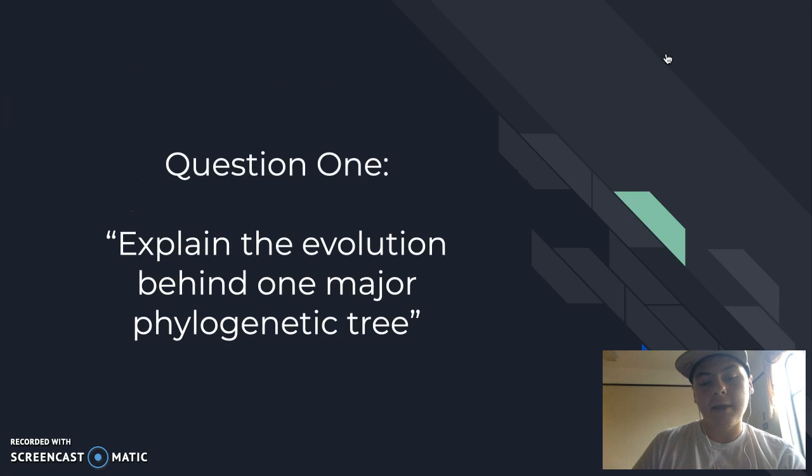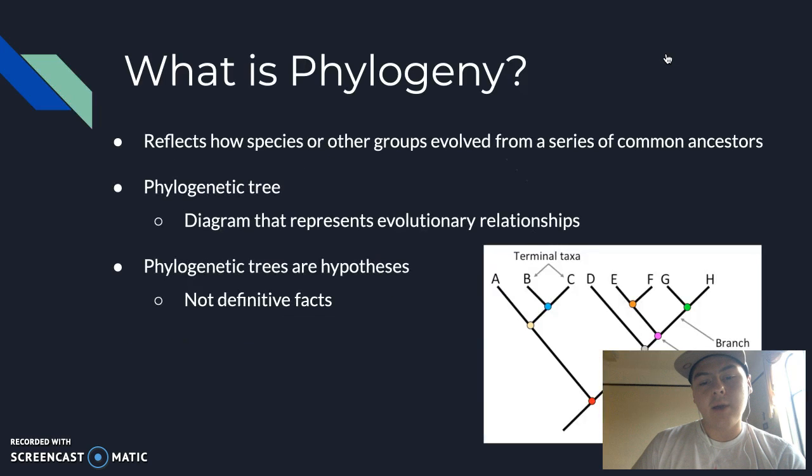Explain the evolution behind one major phylogenetic tree. Just a little bit of background information. What is phylogeny? Well, it reflects how a species or a group has evolved from a series of common ancestors. And you can tell by this tree over here, this is where the most recent common ancestor would be for all of these. And it's going to be the oldest. Then it moves into different nodes and different branches. So A would be the longest, the most ancient, as you could say, while H would be the most evolved species. And the diagram just represents different evolutionary relationships.